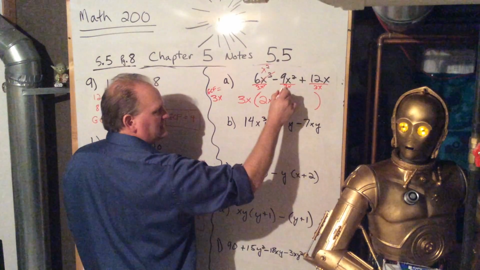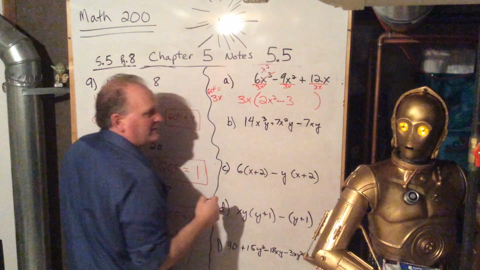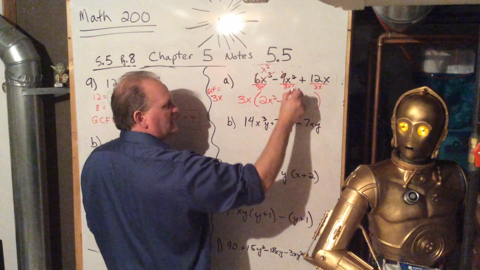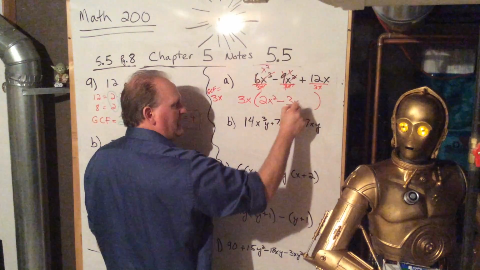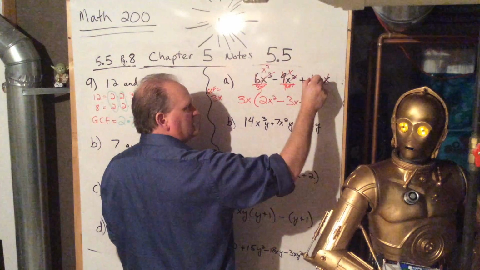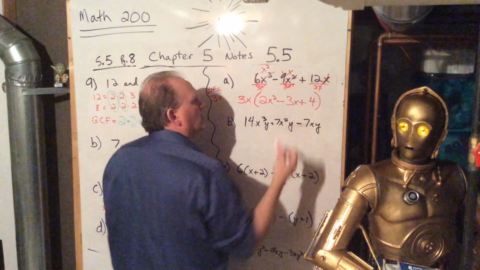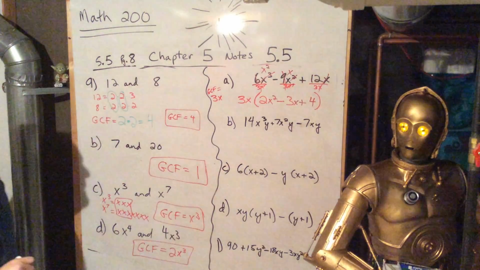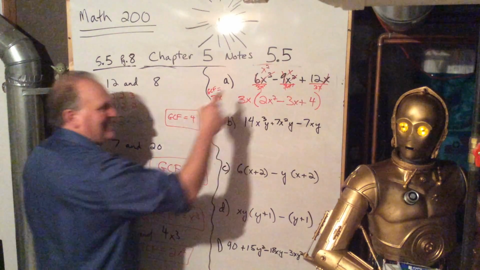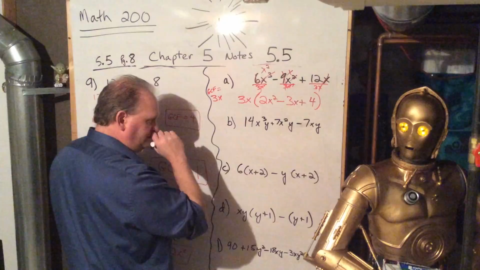Minus, stays a minus, 3. 9 divided by 3 is 3. And x squared on top, x to the 1st on bottom, so there's an x left. And the x's get canceled, plus stays plus, and then 12 divided by 3 is 4. And so there's my answer. It's factored. I factored out a 3x. And I kind of anti-distributed it.